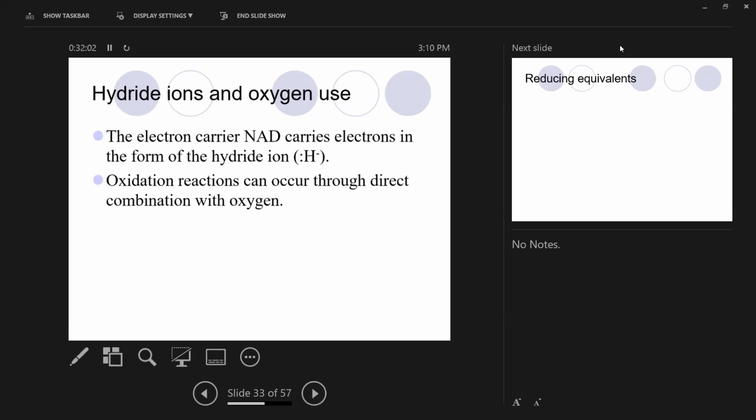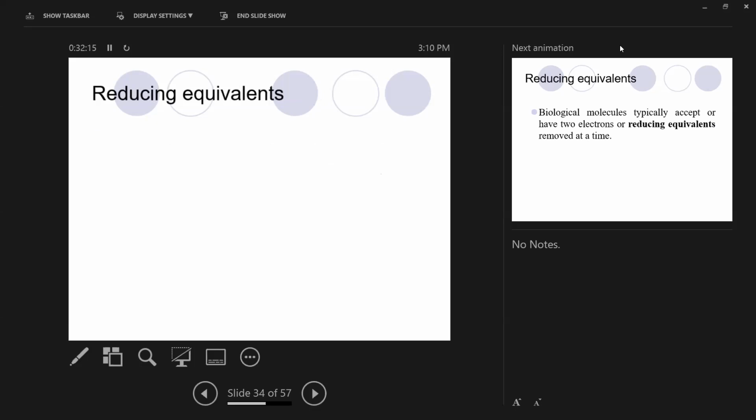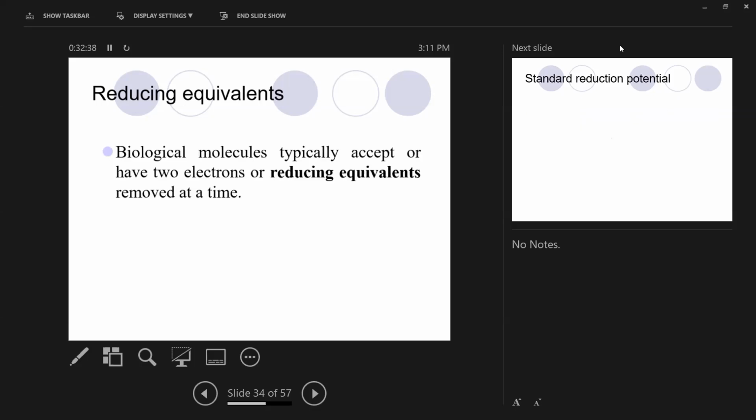And these oxidation reactions also can occur through combination with oxygen, in the case of things like mixed function oxidases. So there is a term in biochemistry: if you are removing 2 electrons and 2 protons, say, for example, and they're paired, you're removing what's called a reducing equivalent. A reducing equivalent.